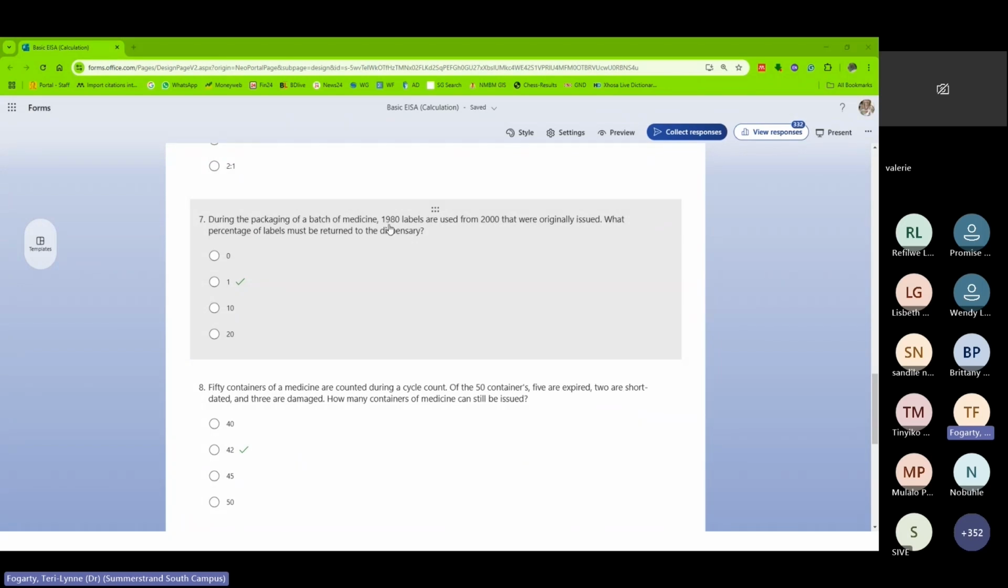So if you've used 1,980 labels, you haven't been told that there were any that were damaged, you haven't been told that there were any that needed to be destroyed, there were 20 remaining then. So you just need to say 2,000 and subtract 1,980, and then you're left with 20, and then you need to work out what is the percentage of 20 labels of 2,000, and the answer then is 1%.